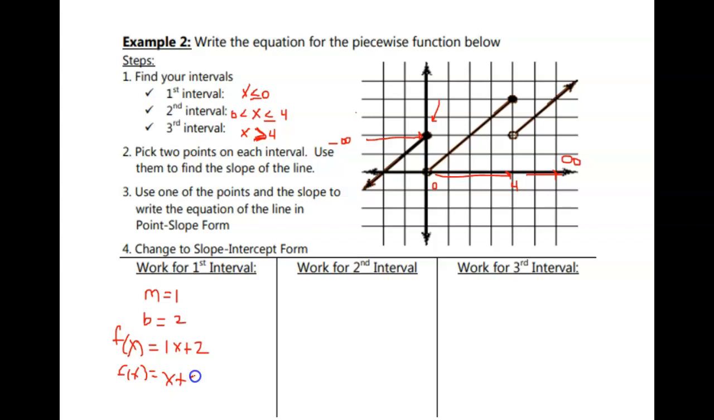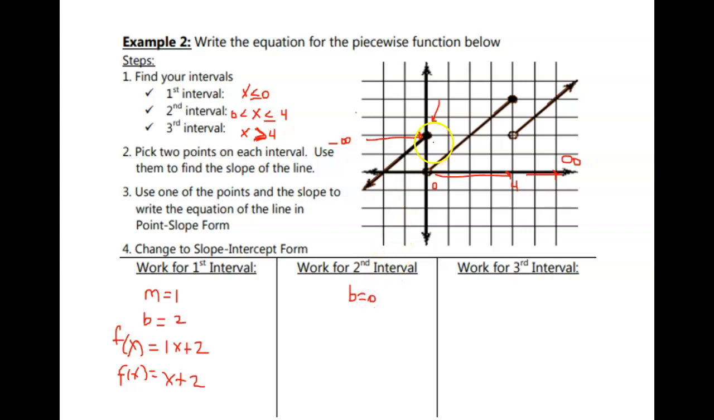All right, the second part of the function will do the same thing. I'm going to look at this interval here between 0 and 4, and I'll write what this line is. Again, I'm still going to use y equals mx plus b, my slope-intercept form, because I see the intercept, and I can easily see what the slope is. Notice the y-intercept is at 0, so my b is equal to 0.